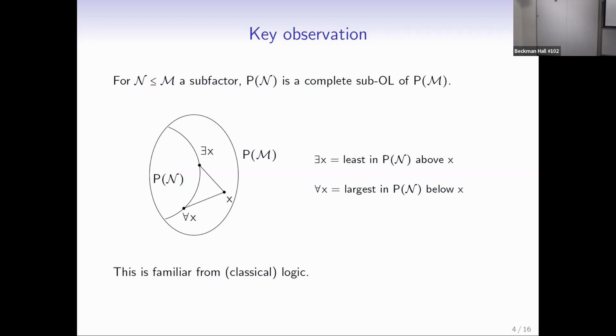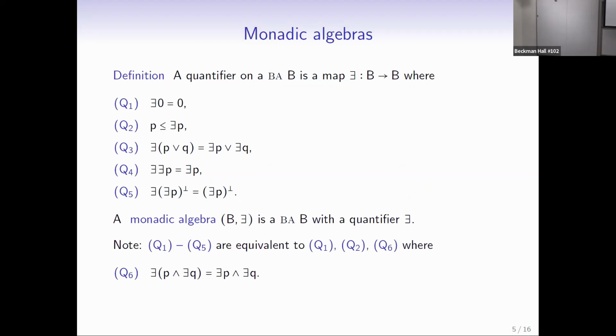And this is the very familiar thing from logic, classical logic. A monadic algebra goes back to Halmos in the 50s. It says that a quantifier on a Boolean algebra is a map that has certain innocuous properties. It preserves finite joins, is increasing, a closure operator. And this one is the interesting one: it says that the complement of a closed element is closed.